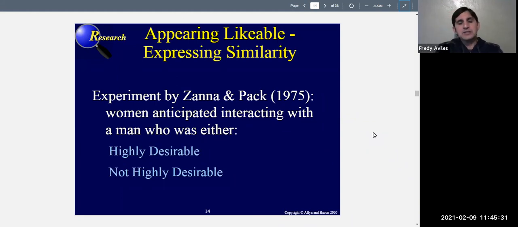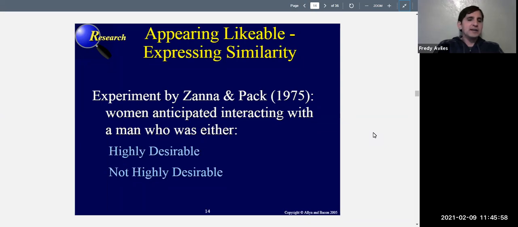An experiment by Zanna and Pack in 1975, I know it's an old study, but it's very important, right? Showed the extent to which women will create similarity when they're expecting to meet someone. So women anticipated interacting with a man who was either highly desirable or not so highly desirable. Half of them were told they're gonna meet a man who's highly desirable. Who is this man, right?